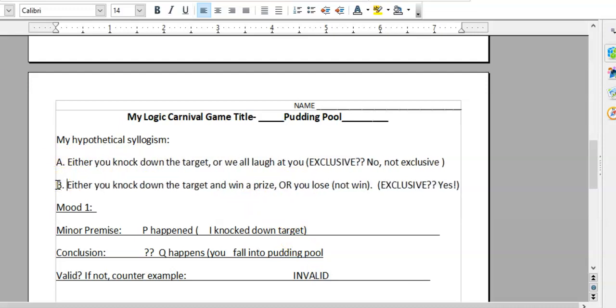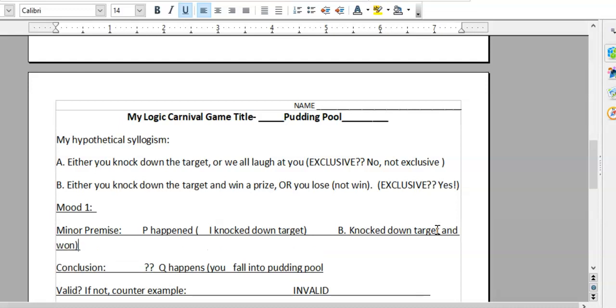If we're using an exclusive one, where if one happens, the other doesn't. So we knock down the target. For this case, if we're looking at B, knock down target and win. Then we would say, so for A, we would say it's invalid. You can't tell. But for B, if you set up your game like B, then we would say it would be valid. If you knock down the target and win, then you would know that you did not lose. So your valid conclusion would be not Q.